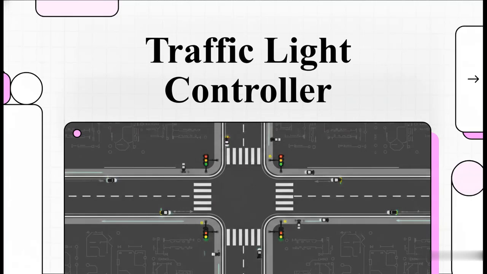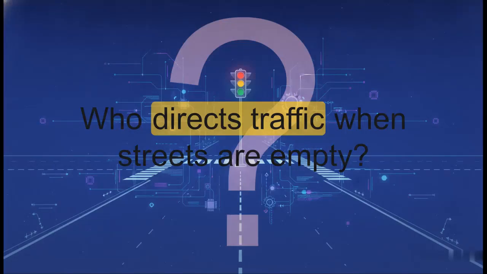Welcome to the Explainer. Today we're taking something incredibly familiar and uncovering the absolutely fascinating hidden logic behind it. We are going to completely demystify the traffic light controller. It's so easy to just take it for granted as we go about our daily commute, right? But there is this brilliant, highly structured system working constantly behind the scenes just to keep our physical world moving safely.